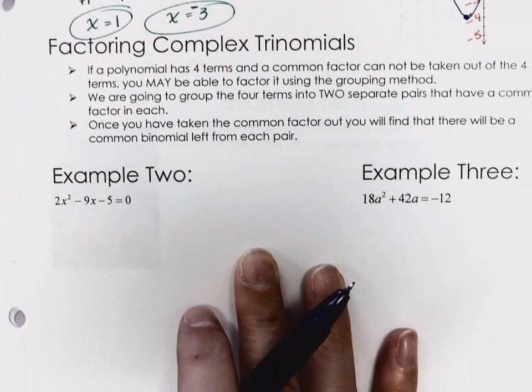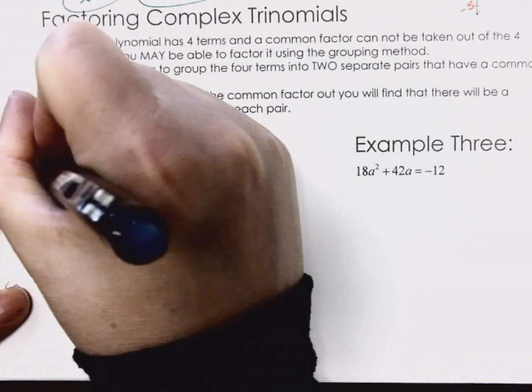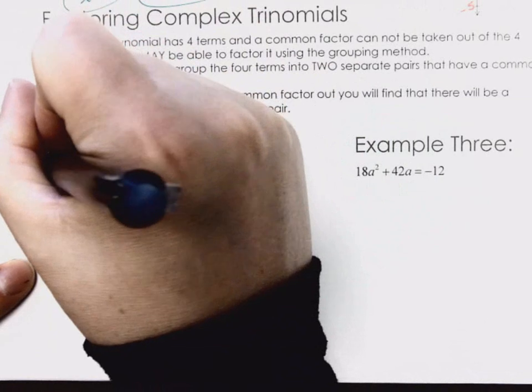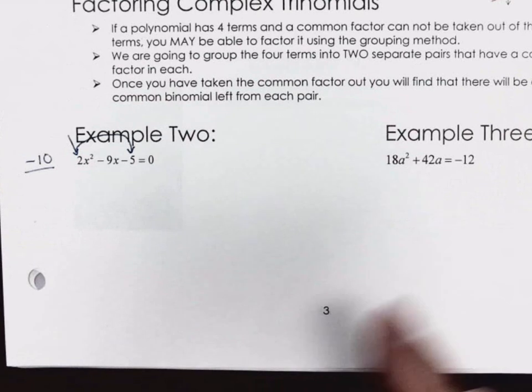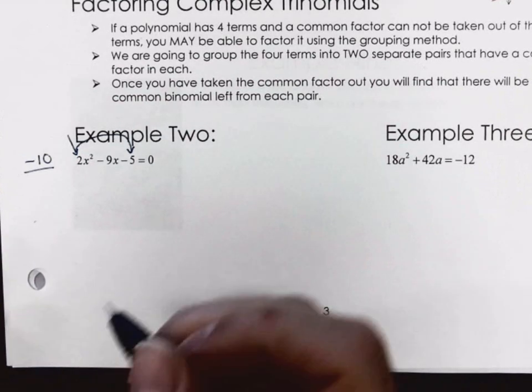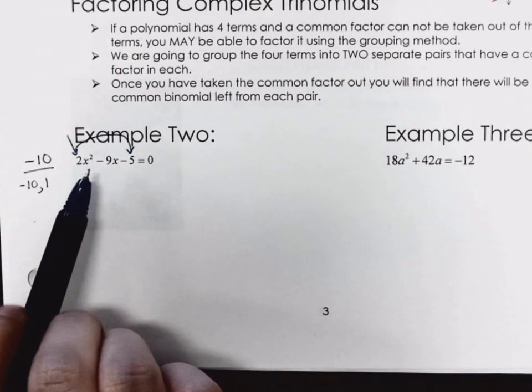Complex factoring. We did this in grade 10, so not a ton of stuff for us to do here, but you've got to practice it. So the first step in factoring a complex trinomial. Complex just means it's got a number other than 1 there. So this one has a 2. So I'm going to take the 2 and times it by the -5. So I'm looking for the factors of -10 that add up to -9. 10 and 1. So I'm going to have a -10 and a +1 because I need a -9 there.